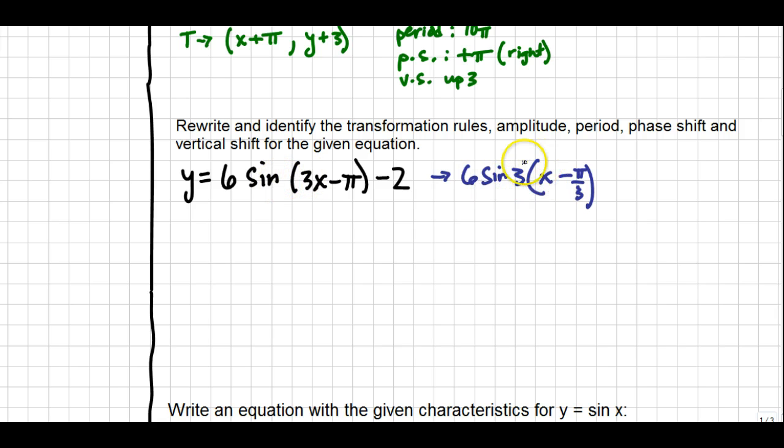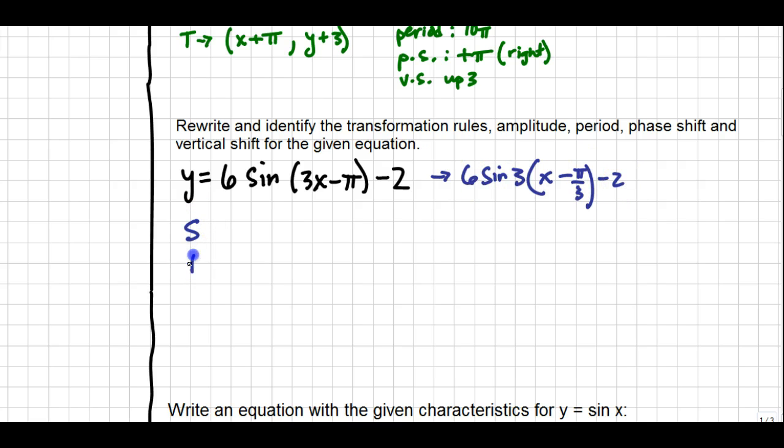If you're not sure if you trust me on this, just do distributive property on what we just got. 3 times x is 3x. 3 times negative pi over 3 is negative 3 pi over 3. 3 over 3 cancels, leaving you negative pi, which is what we had to begin with. So all we're doing is factoring out the number. When we do that, we're dividing both pieces by 3 to see what's left. So that's how you factor out to get a coefficient of 1. And then I've got my minus 2 there. So now I've got it set up in a way where I can find all the pieces for my rules.